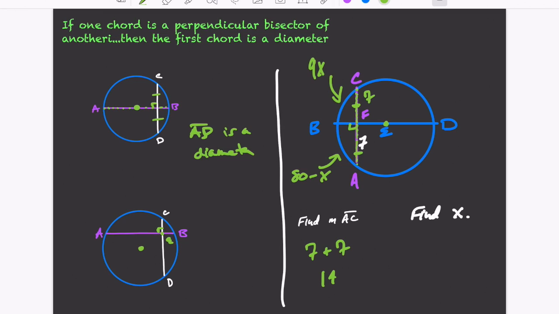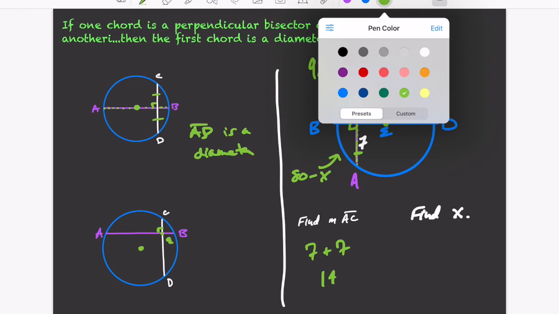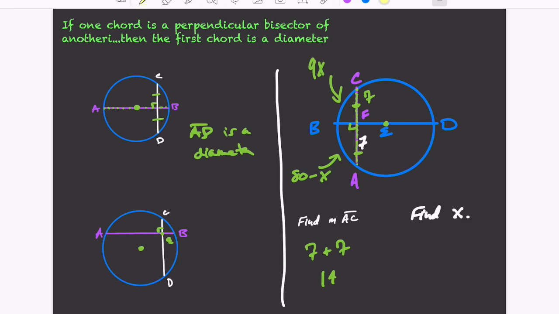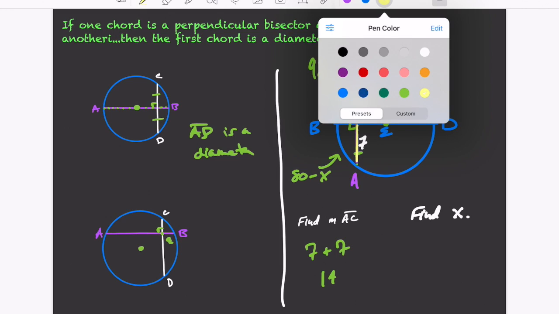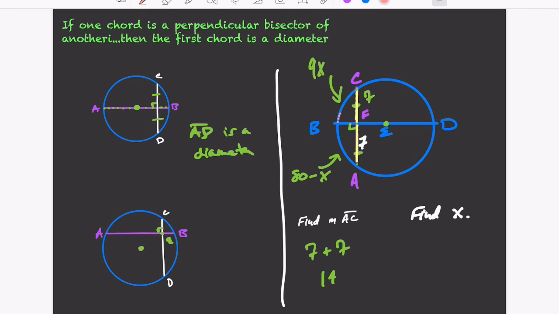And then now find x. The same idea we were just talking about. If we have these two chords, if this section is the same as this section, then the arcs that it's cutting off, or that correspond to it, must also be the same as this arc. So in this case, we know that 9x has to be the same as 80 minus x. And so we can add the x to both sides. We get 10x equals 80, and divide by 10, and we get x equals 8.